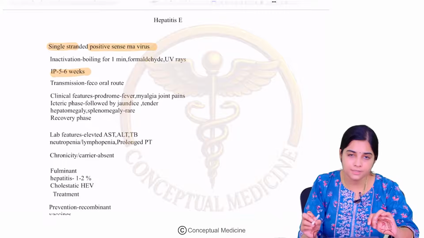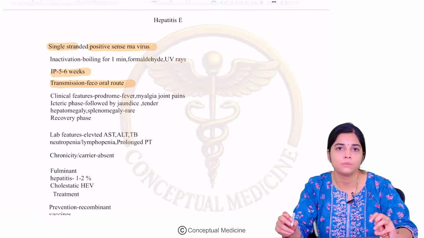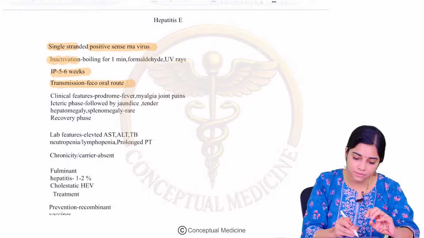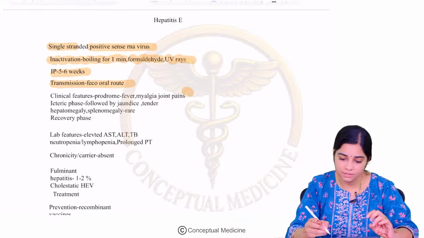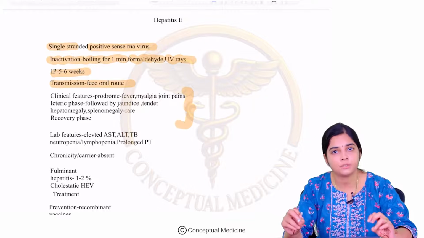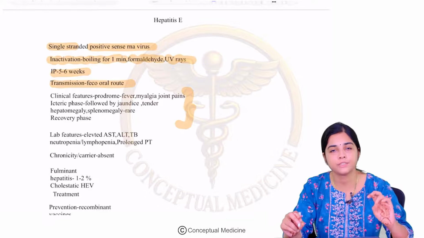Incubation period is 5 to 6 weeks, and again similar to hepatitis A, the transmission is fecal-oral route. So this is also inactivated by boiling for 1 minute, formaldehyde and UV rays. The clinical features are very similar to your hepatitis A. It has a prodromal phase, an icteric phase, and a recovery phase.